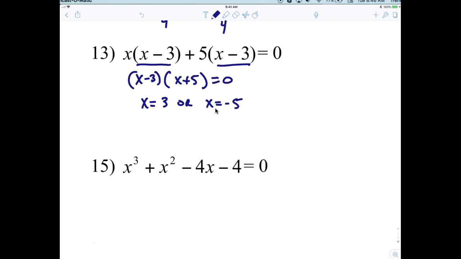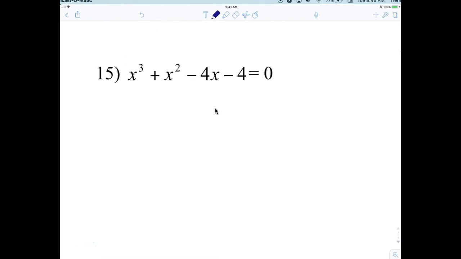Now what I want to do is look at question number 15. Somebody tell me how many solutions there are going to be. 5. Connor, how many solutions? Why? I don't know, I just saw the first one. Nope. Yeah, look at the exponent. There are 3 solutions because the exponent is 3. If the exponent is 4, there would be 4 solutions.